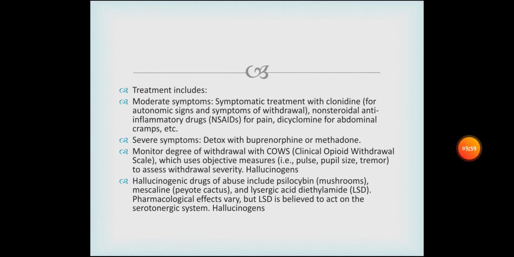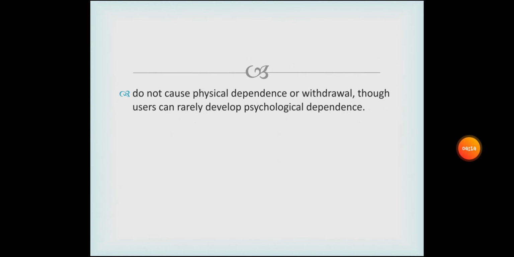Hallucinogenic drugs of abuse include psilocybin, which is mushrooms, mescaline, peyote cactus, and lysergic acid diethylamide, LSD. Pharmacological effects vary, but LSD is believed to act on the serotonergic system. They do not cause physical dependence or withdrawal, though users can develop psychological dependence.